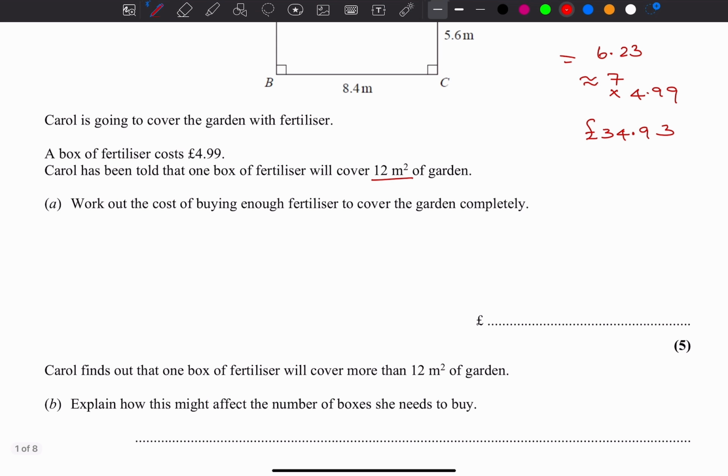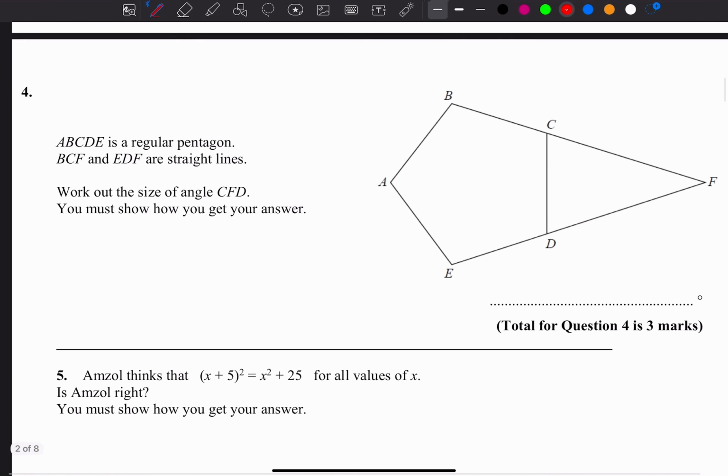Find out if one box will cover more than 12 meters squared. That means fewer boxes needed. Okay, so that means less cost, depending on how many. If it covers maybe like 12.01, then it's not going to make much of a difference to the cost. But if it's like 14 or 15, then maybe yes.